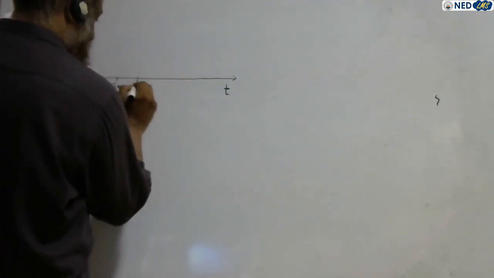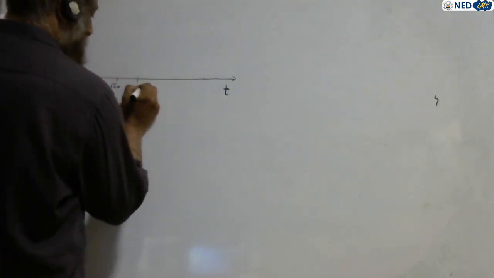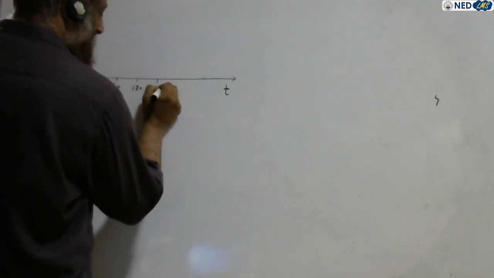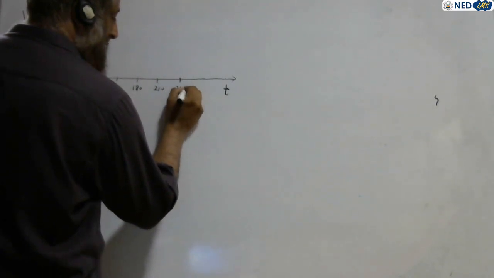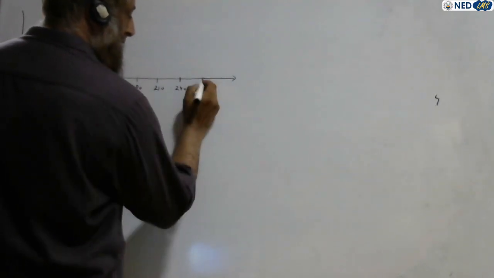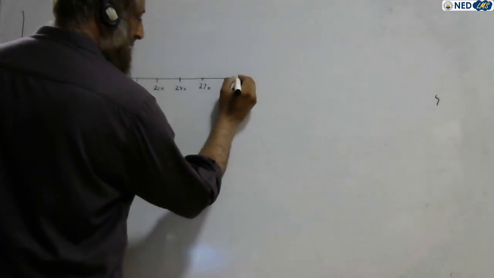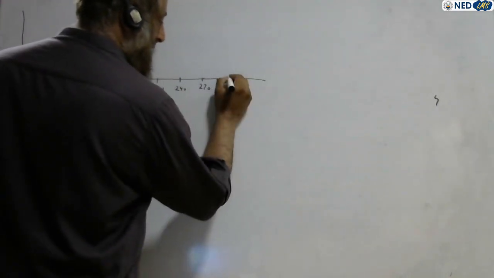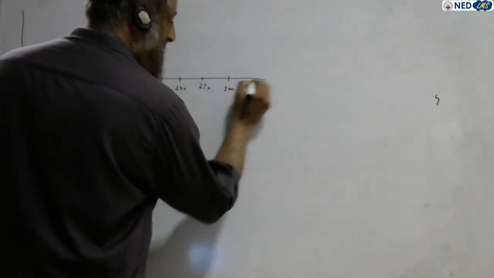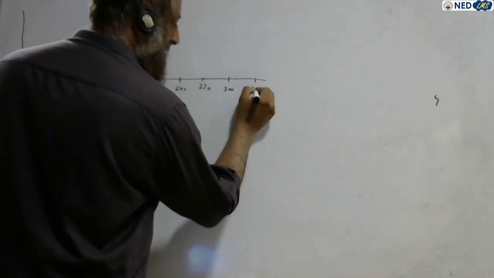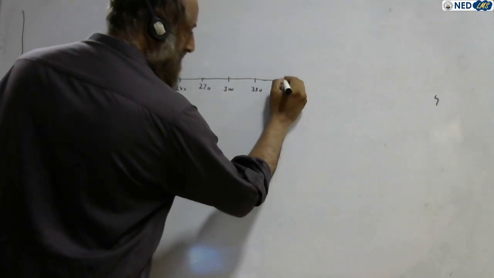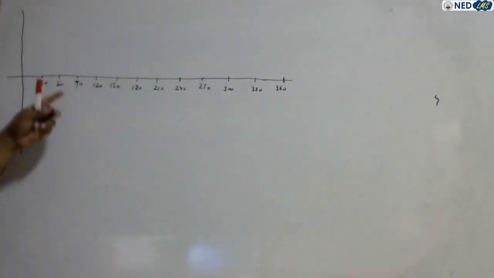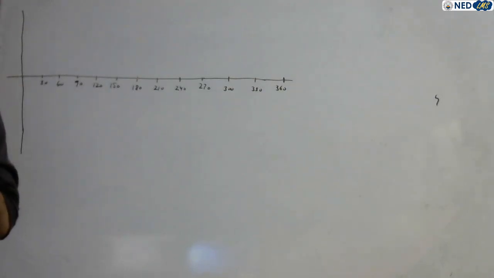So 150, 180, 210, 240, 270, 300, 330, and 360. So we have 30, 30 intervals. Now we are going to draw our first phase, that is the red phase.